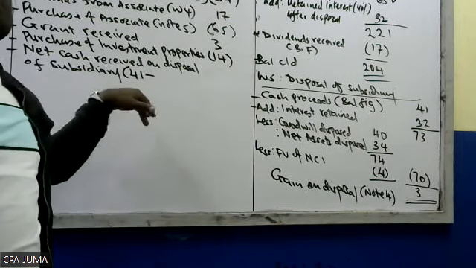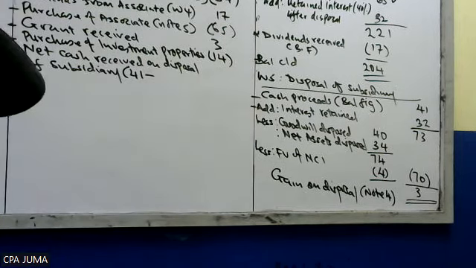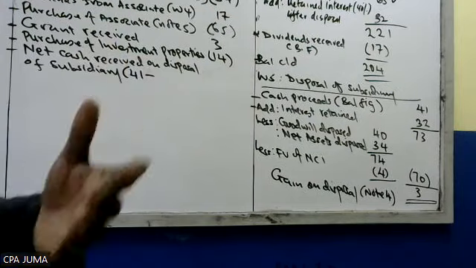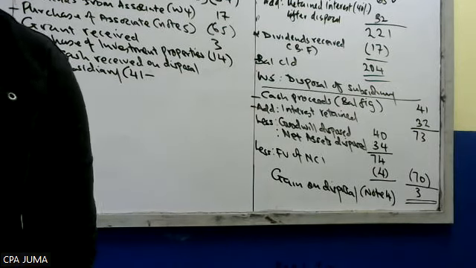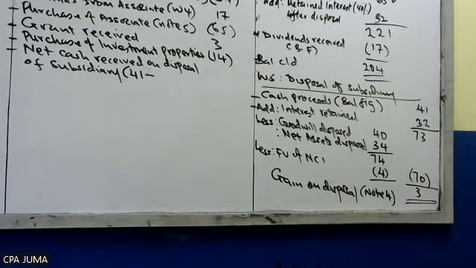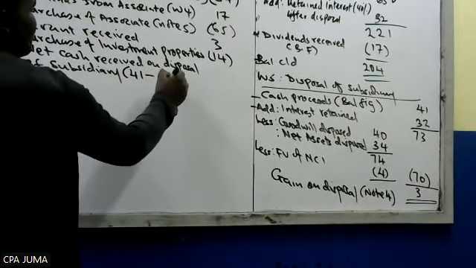How much cash and cash equivalent did they sell? They received 41, but their cash also went out. How much cash and cash equivalent did they dispose? They disposed just what? Six.